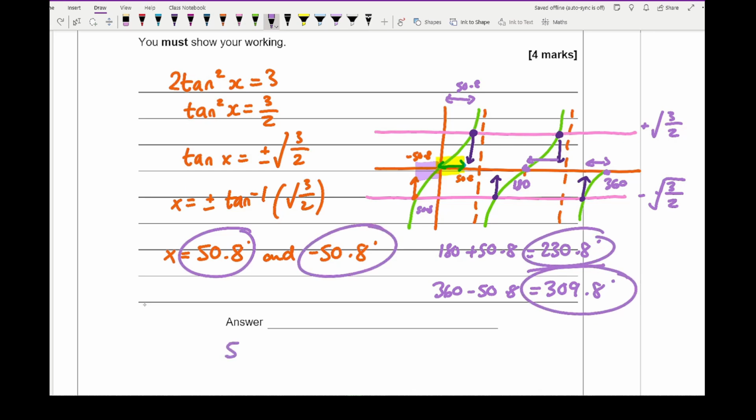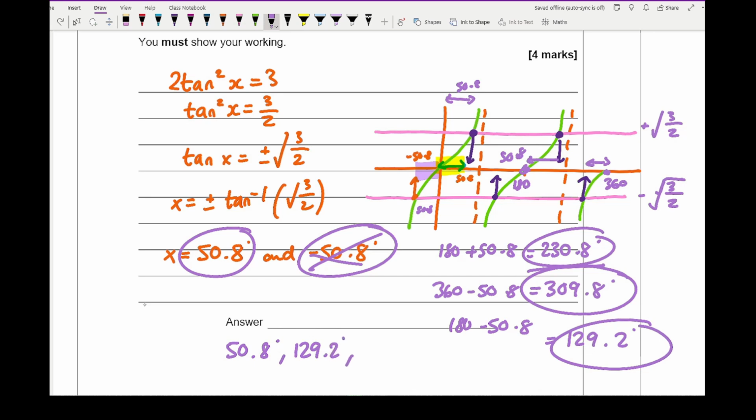So I need to write 50, actually not that one, it's this one here I need to work out, and that's 180 minus 50.8, which gives me an answer of 129.2, and there is my third angle. So my angles are 50.8 to 1 decimal place, we've got 129.2 degrees, we've got 230.8 degrees, and we've got 309.8 degrees, and there are my angles for that one.